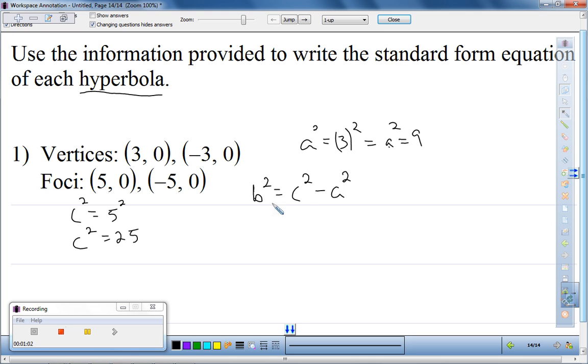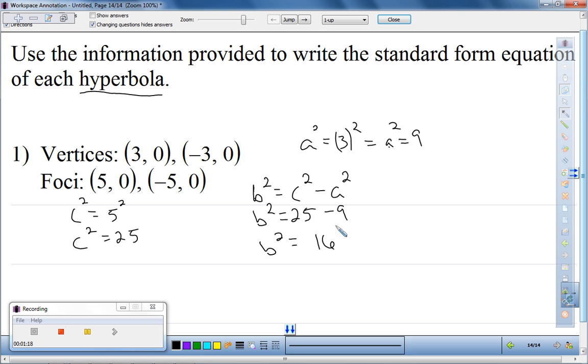So what we'll do is place our c squared in and our a squared and see what b squared is. So we'll have 25 minus 9 is equal to b squared. Okay, so b squared is 16. So now we have a squared and we have b squared.